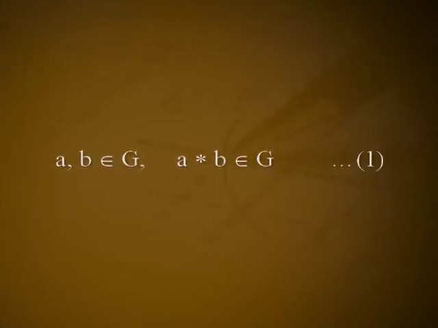Remark. Let G be a non-empty set. By saying G is closed under the binary operation star, it means that for a, b in G, a star b belongs to G. Equation number 1. (1) is often known as closure property.